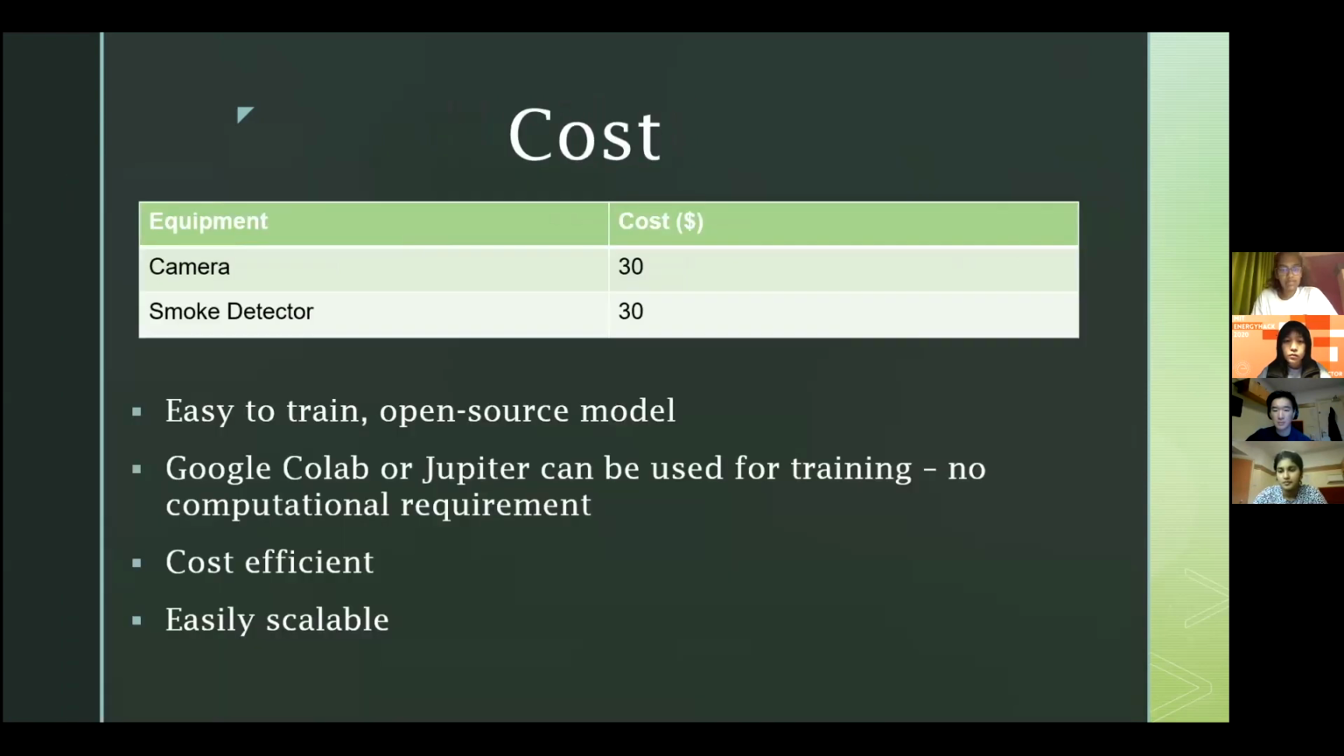Next slide, please. So the cost of our system is $30 for the camera and $30 for the smoke detector per unit. Easy to train, open source model. We use Google Colab, or you can use Jupyter Notebook for training, and no computational requirement is needed. Cost efficient and easily scalable.